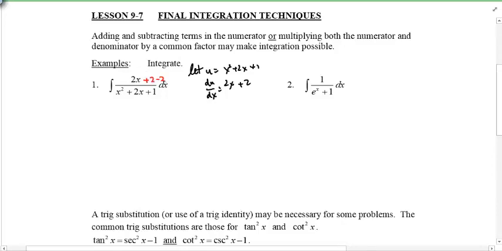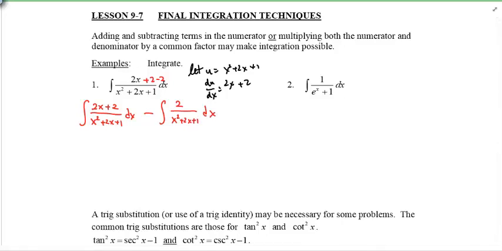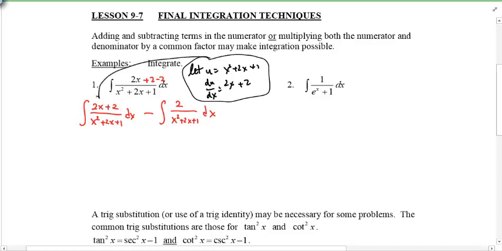So what you can do in this case is actually add 2 and also take away 2 in the numerator. And if I do that, watch, because then I can split this up as the integral of 2x plus 2 all over x squared plus 2x plus 1 dx, and then minus the integral of 2 over x squared plus 2x plus 1 dx. Now, that information I did earlier about the u substitution, hey, that now works for the first integral.